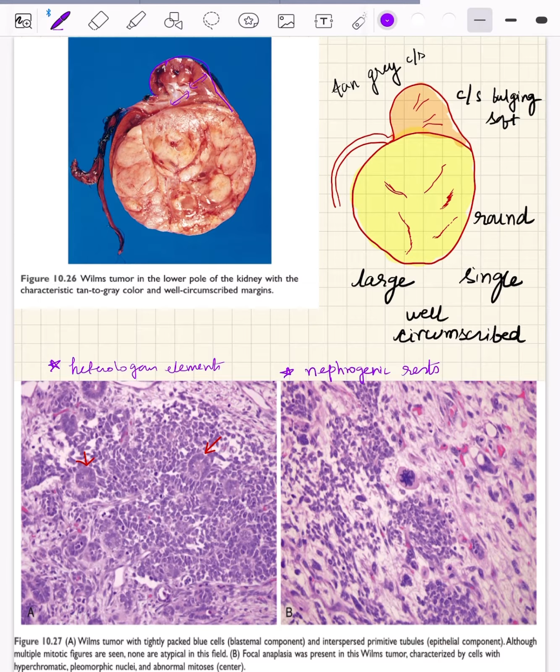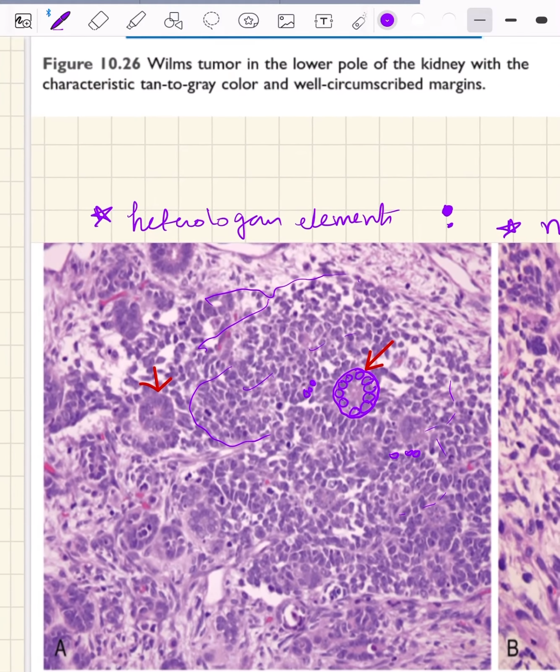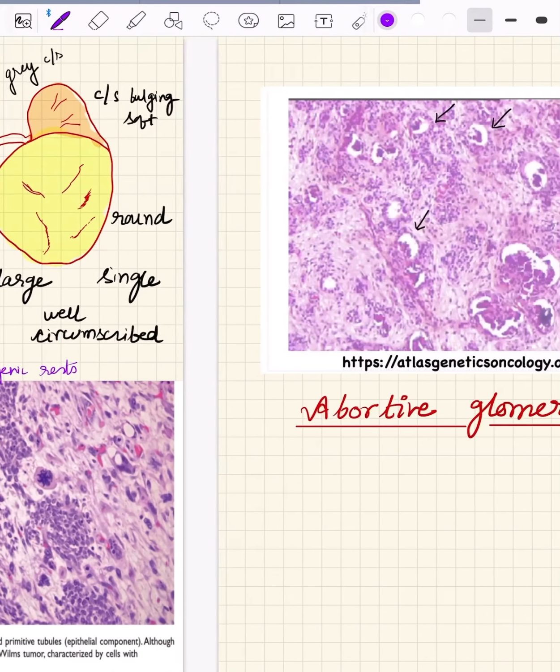These cells are dark blue in color, rounded and having a very scanty cytoplasm. These cells are arranged in the form of sheets, tubules in the blastemal component. So all this is the blastemal part. And along with that there is the epithelial component. In the epithelial component we can see these tubule-like structures. So this is a tubule. They are called abortive tubules. So there is an attempt at formation of the tubules. So these are the tubules, and then some structures like the glomerular structures are also seen like this.